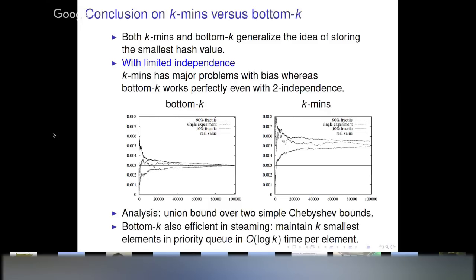And then it's also actually simpler to make fast because bottom K is just a priority queue. So you only pay log K per time. Every time an element comes, you have to see, does it have a hash value that belongs in the top K, or actually the bottom K? If it does, you put it in. If not, you just skip it.